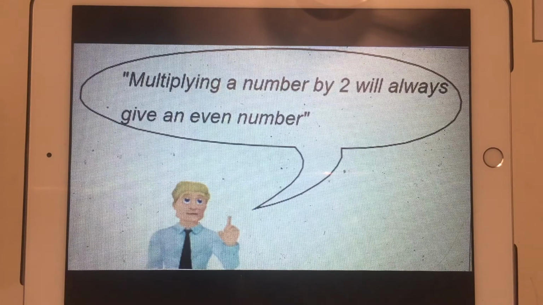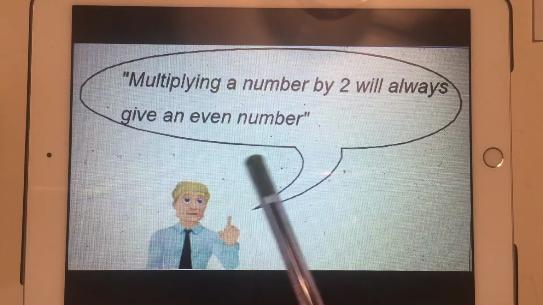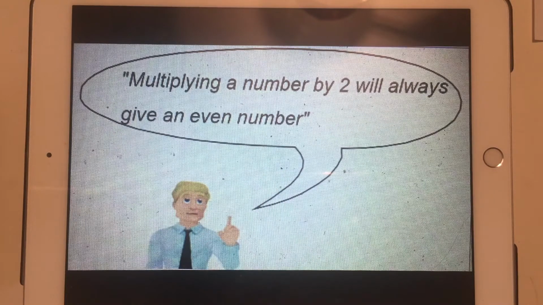This video is all about algebraic proof. Now this guy here is making a mathematical statement. He's saying multiplying a number by 2 will always give an even number. And I'm sure reading that some of you will straight away agree with that. Some of you may be thinking of some numbers. Some of you might be thinking, well, I know 5 times 2 is 10 and I know 10 times 2 is 20. They're both even numbers, so it seems like it works. So some of you might be thinking like that as well.